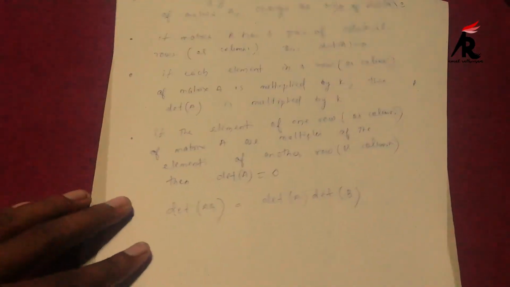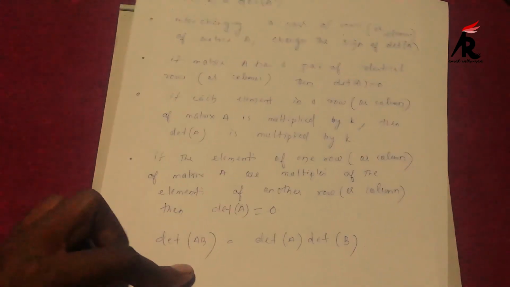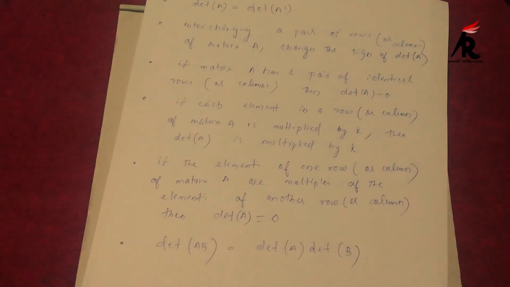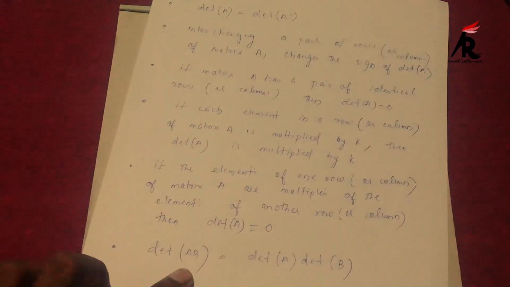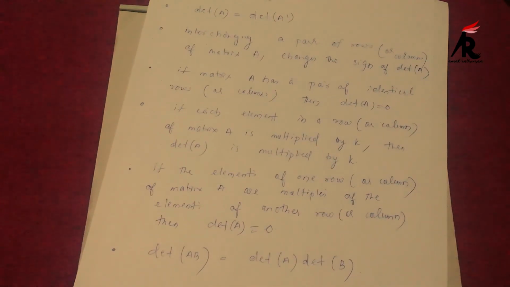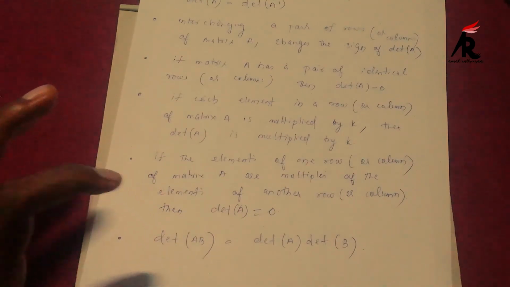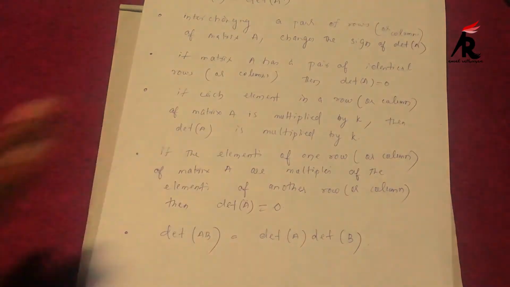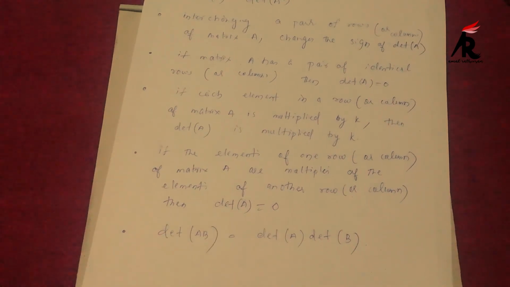Next, determinant of AB. The determinant of the product of two matrices is the product of the determinants of the individual matrices. AB means we are multiplying two matrices, and we will get a separate matrix called AB. Then the determinant of that matrix is equal to the determinant of A into determinant of B.